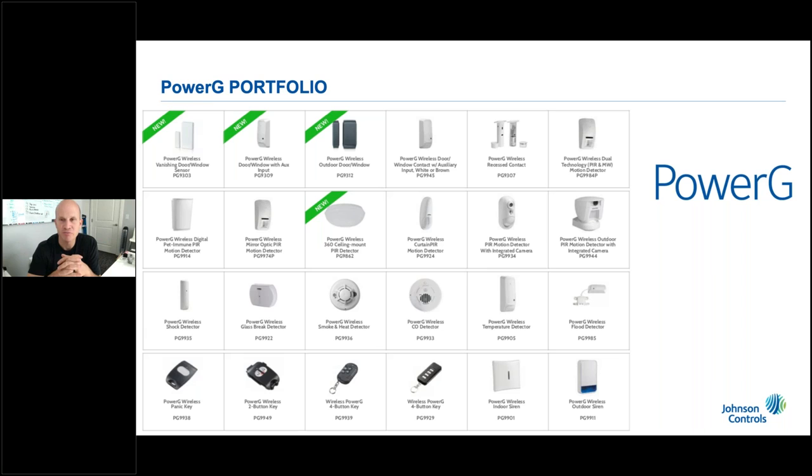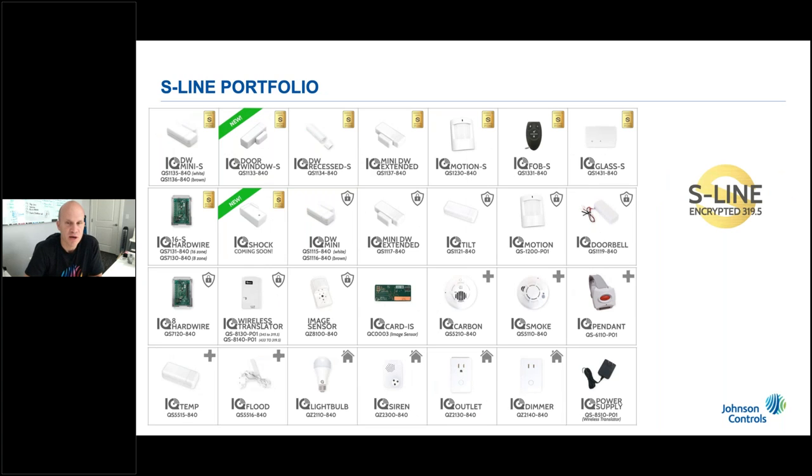I think we have 10 different motion detectors based on the application you're trying to choose, whether it's a commercial dual tech motion or a residential PIR motion or one with a camera, an outdoor, a curtain, all kinds of different motion detectors. So just a really robust sensor line to choose from in PowerG. And I think that's one of the big benefits of PowerG as well. Now we also make a whole S-line sensor line, so a lot of different sensors to choose from on S-line as well, which is a little bit more entry-level line than PowerG. And we support a whole host of Z-Wave devices.